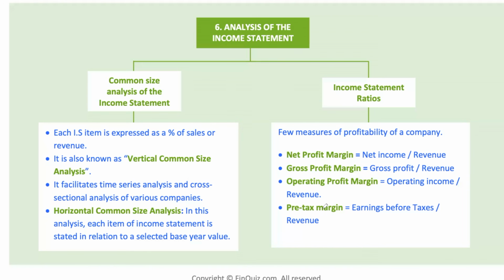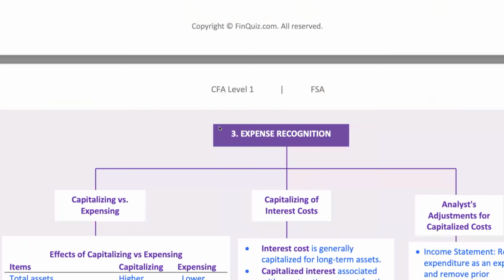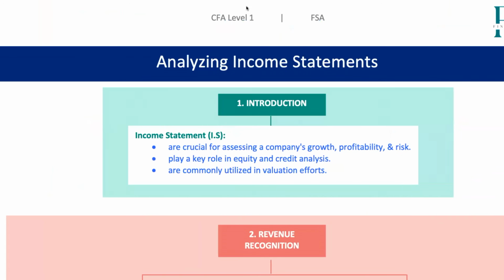By the end of this analysis, you'll have a solid understanding of a company's profitability and financial health. These tools are essential for comparing different companies or assessing a company's performance over time. And that's a wrap. We've covered a lot today, everything from the nitty-gritty of revenue and expense recognition to the complexities of earnings per share and the nuances of income statement analysis.